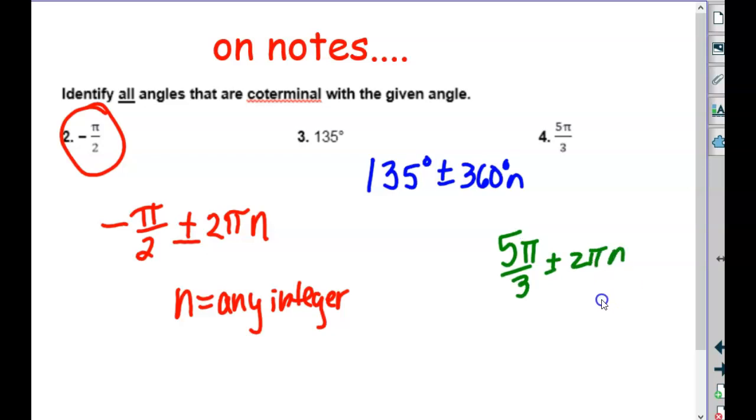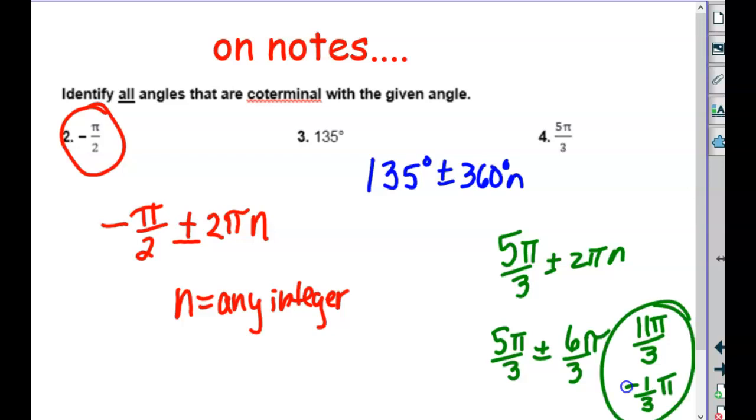Okay, what if I wanted 1 positive name and 1 negative name instead of just all names? So you could put 5/3 plus, let's see, that would be 6/3 would be 2. If you added it once, you'd get 11/3. If you subtracted it once, you'd get -1/3. So there's 1 positive and 1 negative. That's not what it asked for, but I'm just reviewing what was yesterday's.